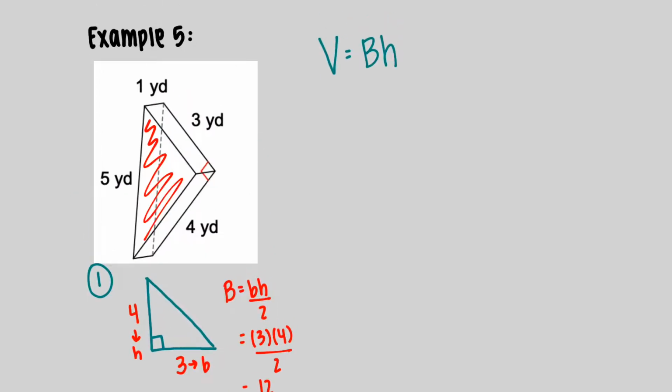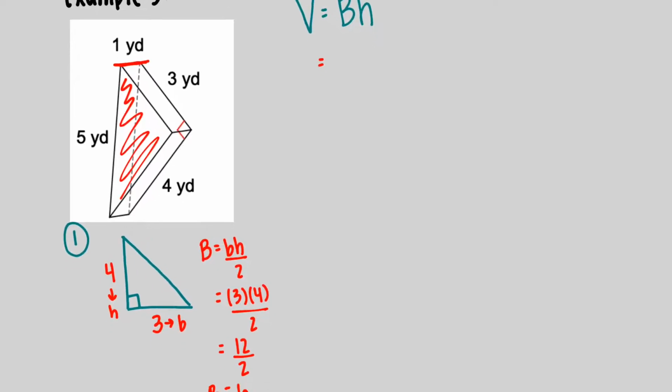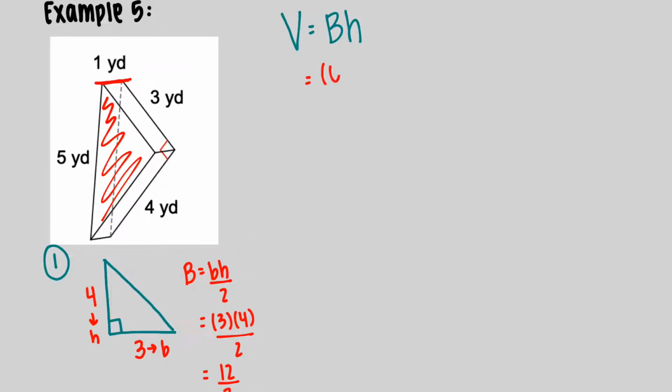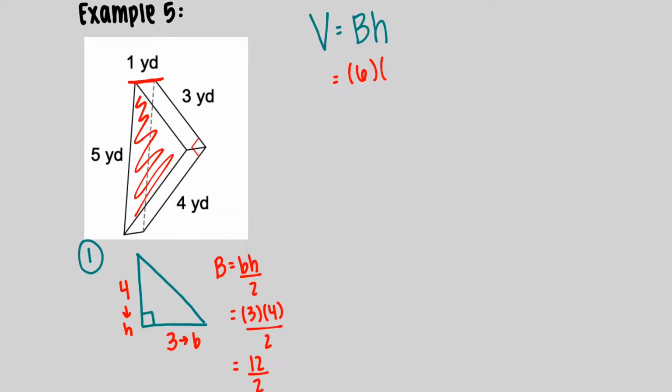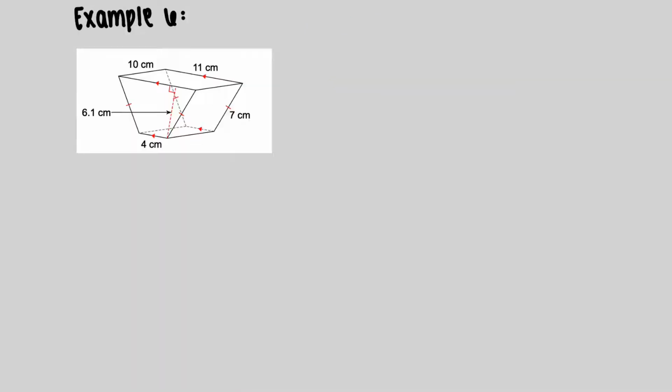Now we have that area of the base for the volume. The last thing we need is that height that connects our bases. So when I look at this height, the line that connects the bases, it's 1. So I can now fill everything into my formula. My area of the base we found to be 6 times the height of our prism is 1. So I find out here that my volume is equal to 6 times 1, which is just 6 yards cubed. So always for these prisms, you need to remember your volume is still the area of the base times the height.